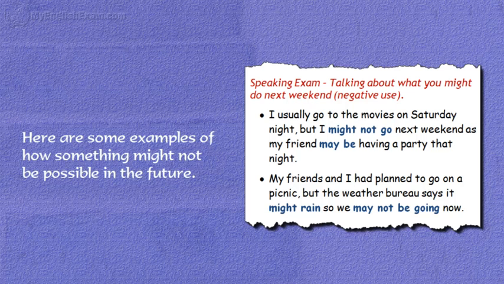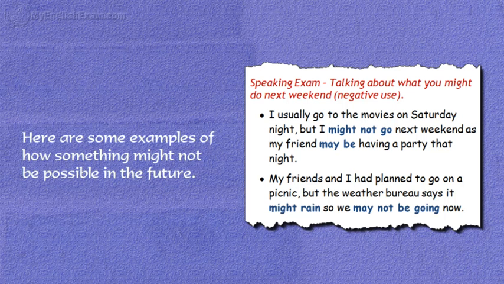Here are some examples of how something might not be possible in the future. Speaking exam. Talking about what you might do next weekend. Negative use. I usually go to the movies on Saturday night, but I might not go next weekend as my friend may be having a party that night.